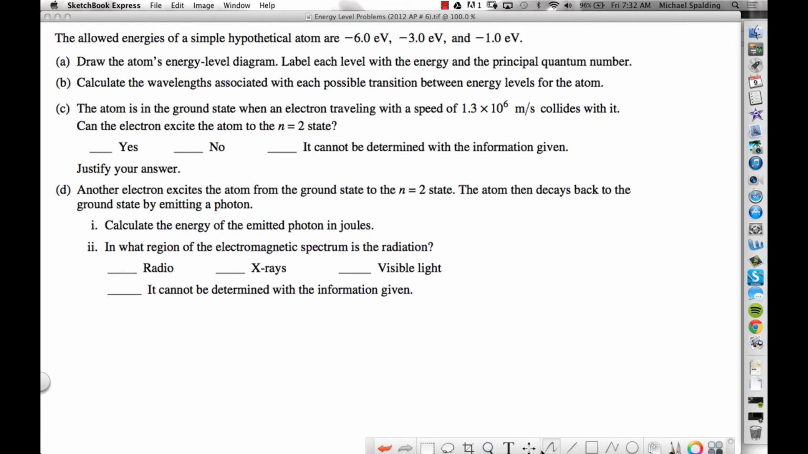Okay, so this problem here is an energy level diagram problem. The given information is in one sentence. The allowed energies of a simple hypothetical atom are -6 electron volts, -3 electron volts, and -1 electron volt.